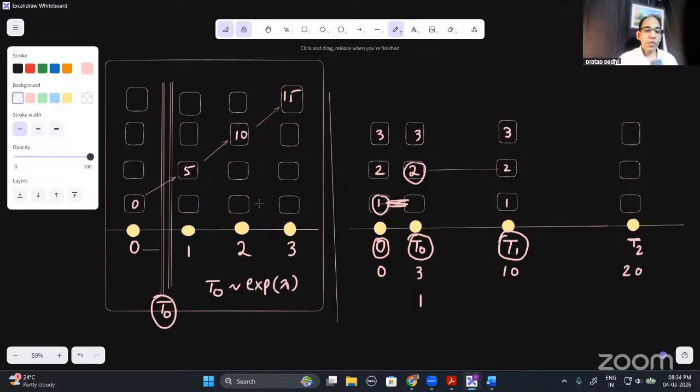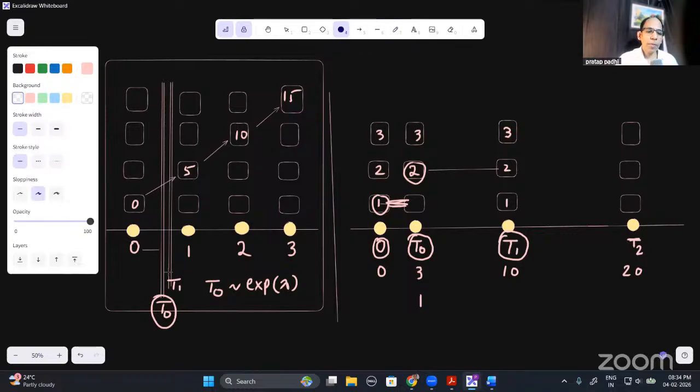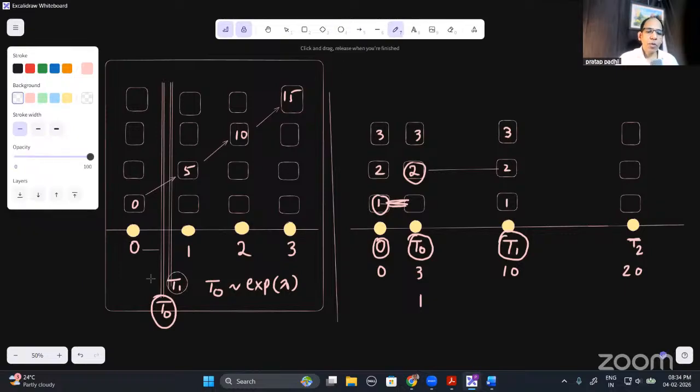Then we went from here to here, this time. The time between t naught and t1, that is t1 minus t naught, you can say. Here I've written it, and here also I have to do that. This is t0 to t1. The difference you can write this way.